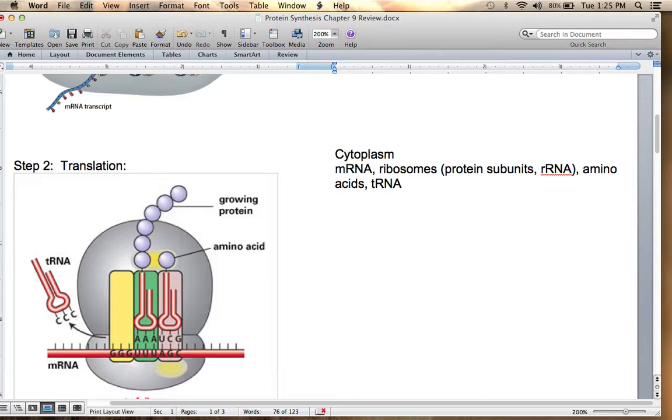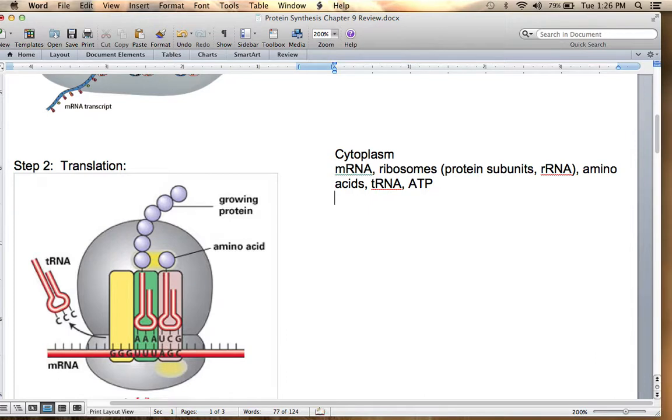It's transferring them to this new protein that's being created, this new polypeptide chain that is slowly growing as each amino acid is added to it. The other thing you need for translation to take place is energy. That energy is going to be in the form of ATP, because that's the energy currency of the cell.